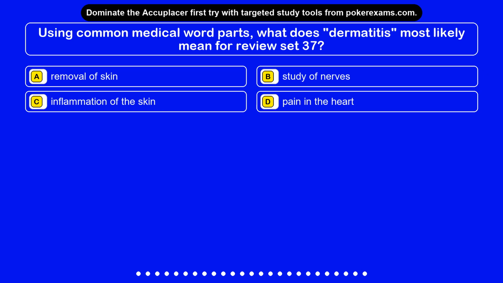Question 23. Using common medical word parts, what does dermatitis most likely mean for review set 37? Option A. Removal of skin. Option B. Study of nerves. Option C. Inflammation of the skin. Option D. Pain in the heart.